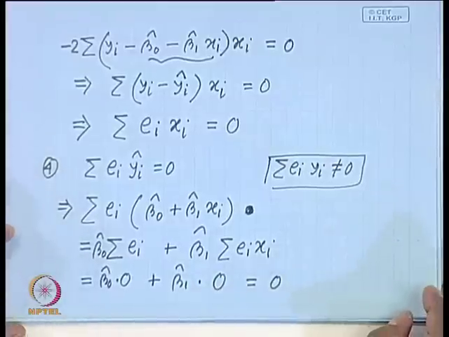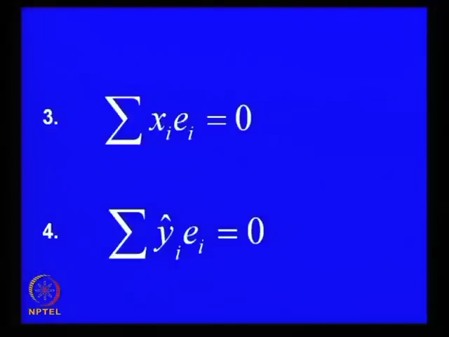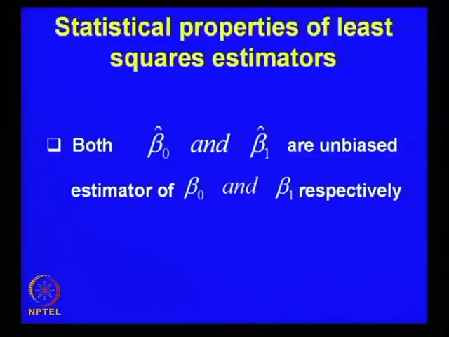Okay, so these are some properties of least square fit, and we will be using them in future. Next, move to the statistical properties of least square estimators. So, we have estimated the regression coefficients beta naught and beta 1 using least square estimator, and we are going to prove that both beta naught hat and beta 1 hat are unbiased estimators of beta naught and beta 1 respectively. Well, let me prove that.